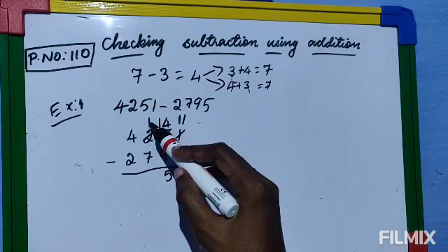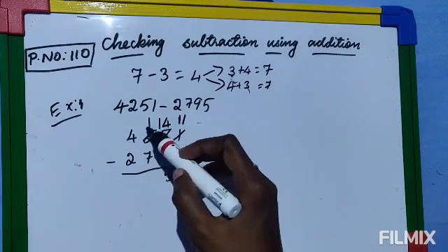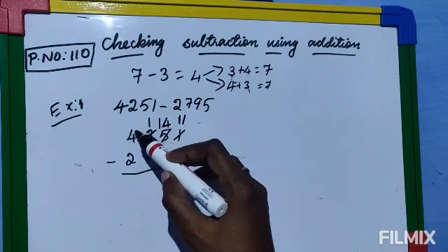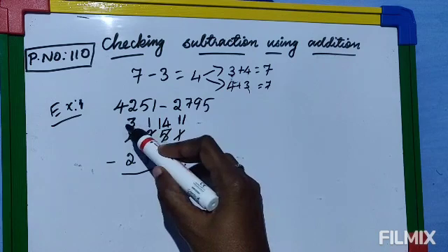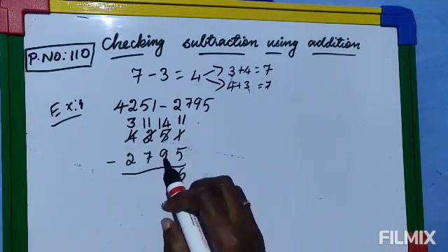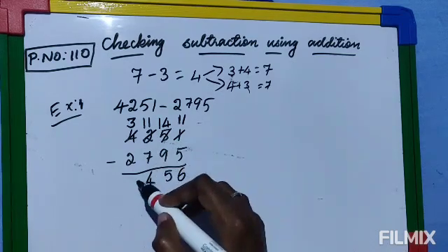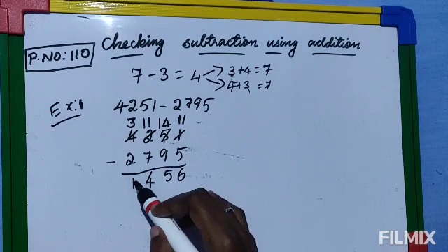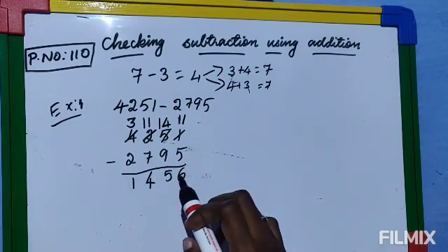Again 1 is small, 7 is big. So you cannot minus a big number from a small number, so you will borrow. The next digit is 4, and from 4 if you give 1, 3 will remain and that 1 comes here. So 11 minus 7, 4. 3 minus 2, 1. So this is the answer we have got, and now we have to check whether our answer is correct or not.